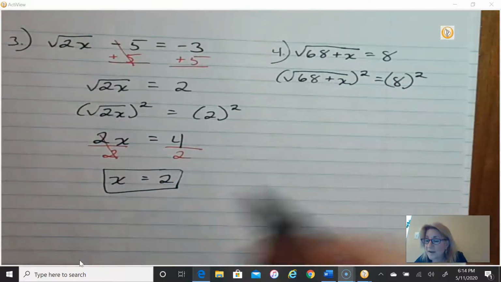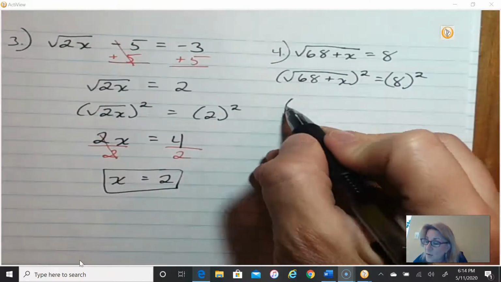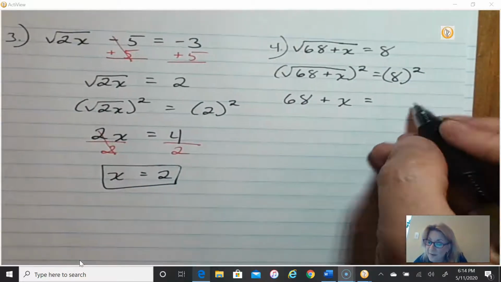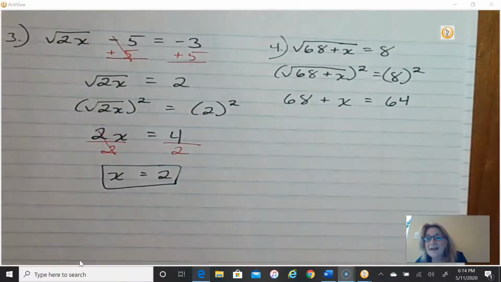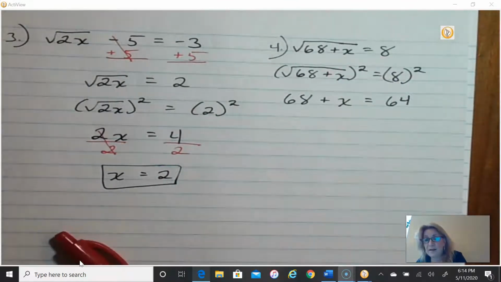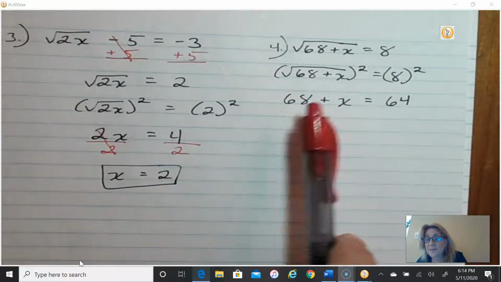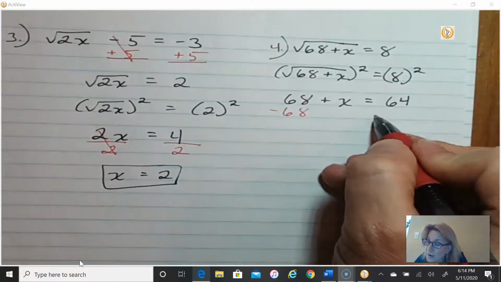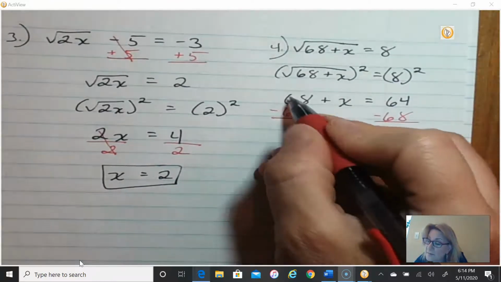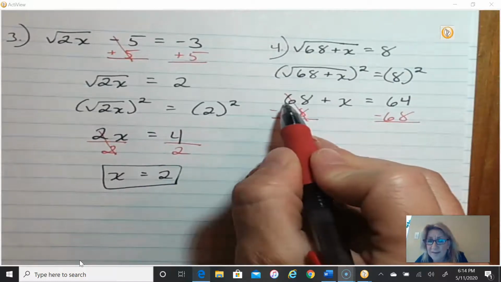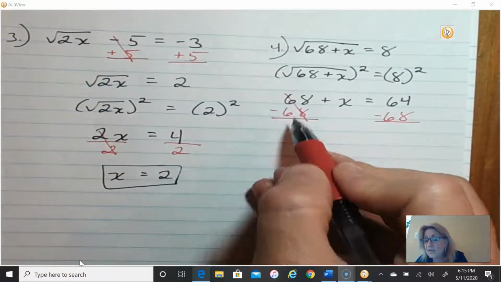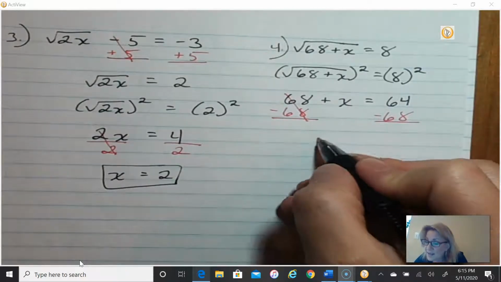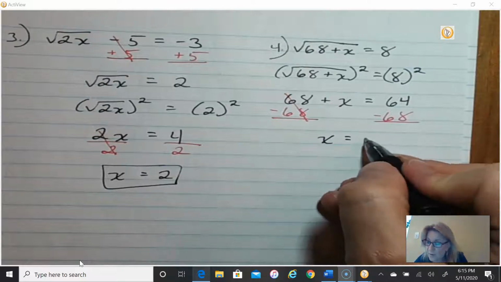Okay, so we're going to square both sides. Once we have this squared, we're left with 68 plus x equals, what's 8 times 8? 64. Now we can move stuff around. Okay? We got to get rid of this because we want x all by itself. So I'm going to subtract 68 on both sides because there's no sign in front of that 68. Therefore, it's a positive. So the opposite of a positive is a negative. So we're going to subtract. And I get x equals negative 4.